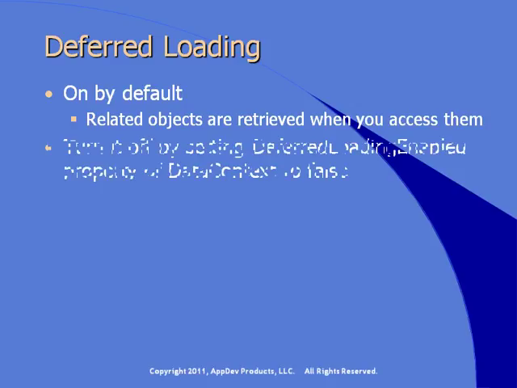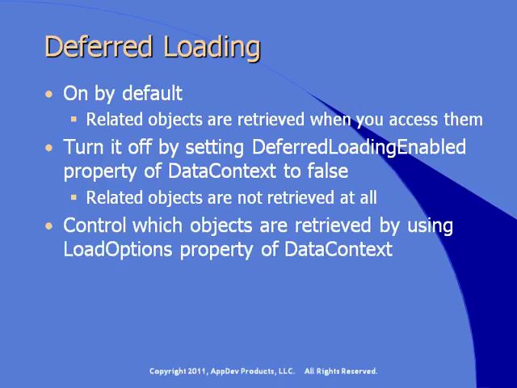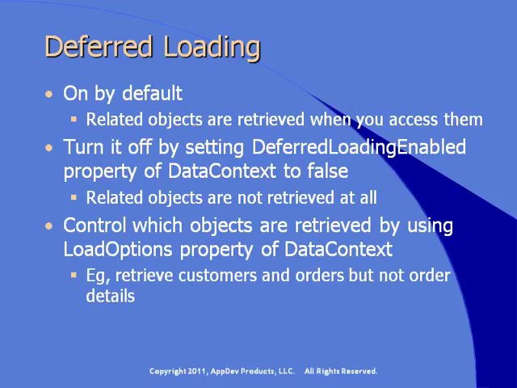But you can configure this. You can turn deferred loading off by setting the deferred loading enabled property of the data context to false. And if you do that, related objects are not going to be retrieved at all. You can also control which objects are retrieved by using the load options property of the data context. So you could specify that you want to retrieve customers and orders, but not order details.